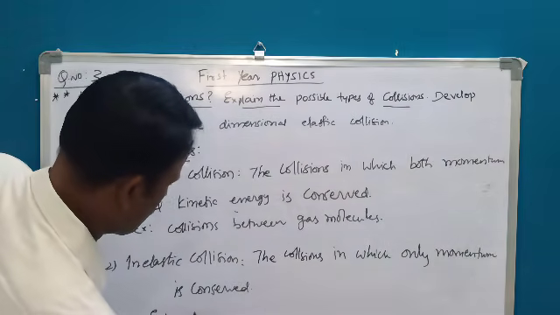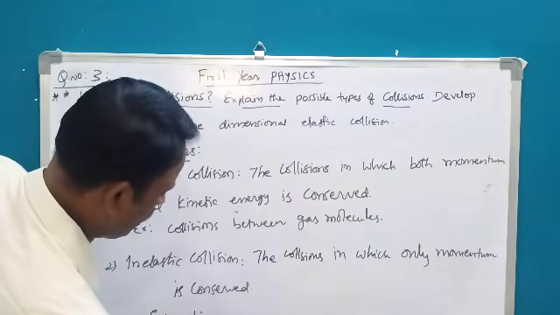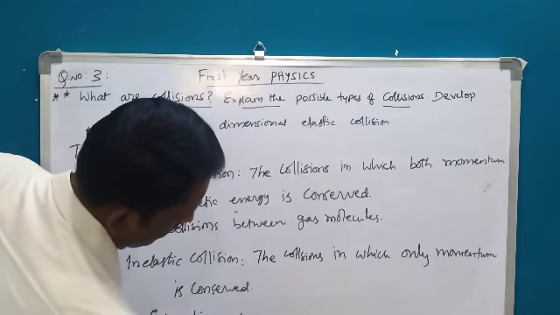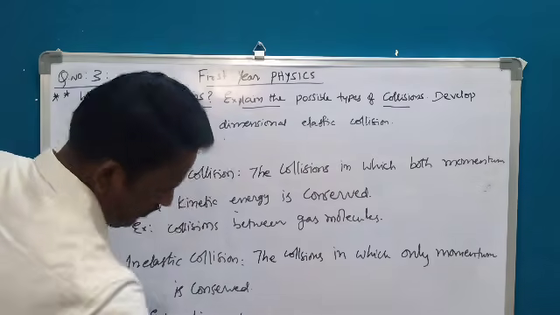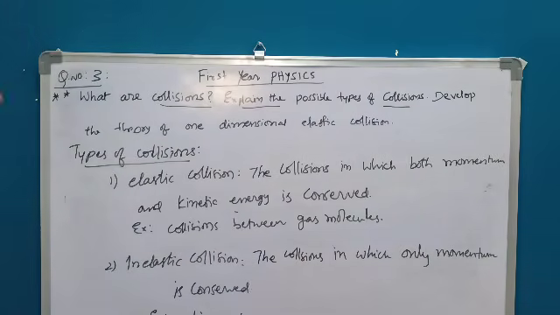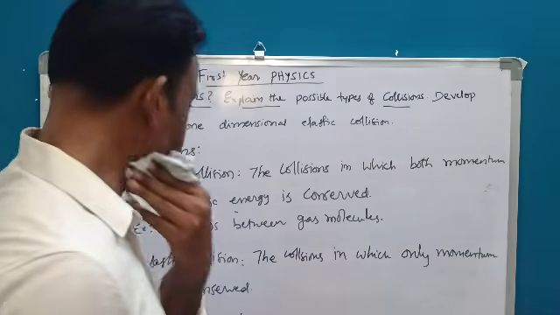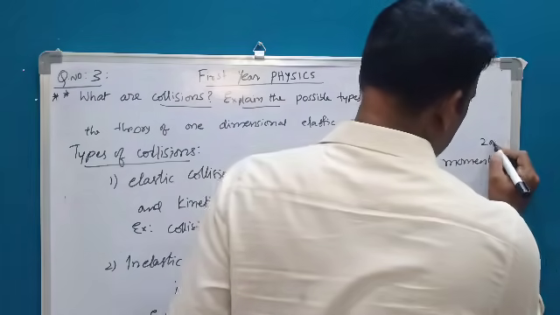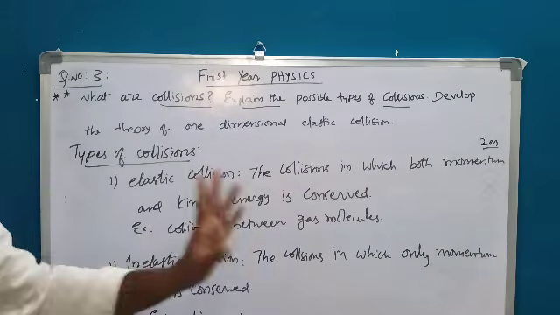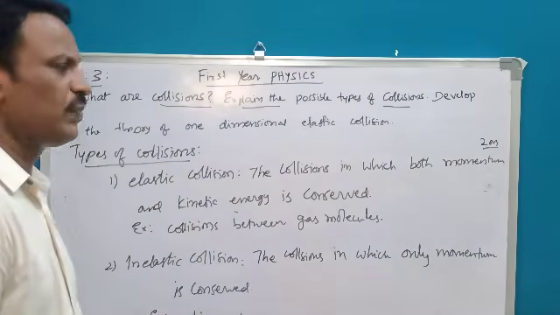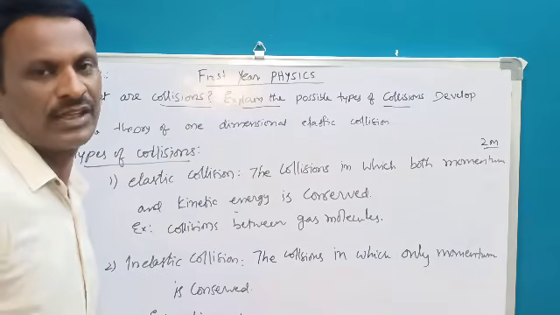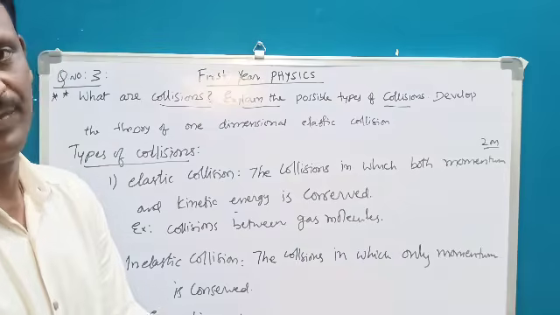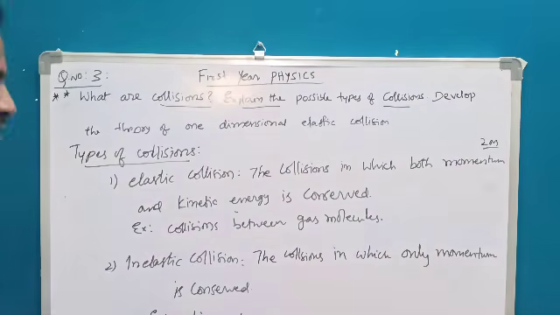So in inelastic collision, the collision in which only momentum is conserved. Example, okay, hitting a ball with bat. Hitting the ball with bat. Here only momentum is conserved, but not the kinetic energy. If you write this much, you will get 2 marks here. One is for types and one is for explanation and giving examples. If you are able to give examples, fine. If not, at least you have to mention what is elastic and what is inelastic collision. Okay, I think you understood.